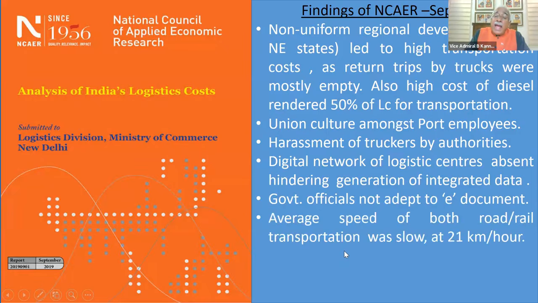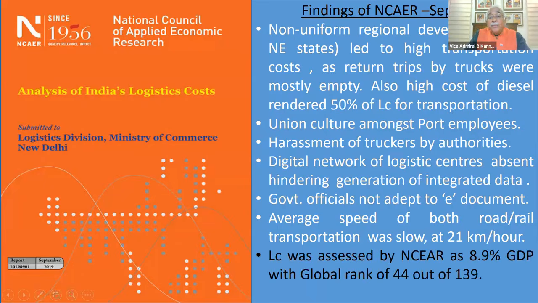The study also said the average speed by road is 21 kilometers for a truck, because it gets stopped so many times. There's octroi post, there is some other check, and they get stopped. So average is only as low as 21 kilometers. And even for rail, goods train also was coming around 21 kilometers an hour, which is very low. So it takes more time to reach the destination, and therefore the logistic cost is high.